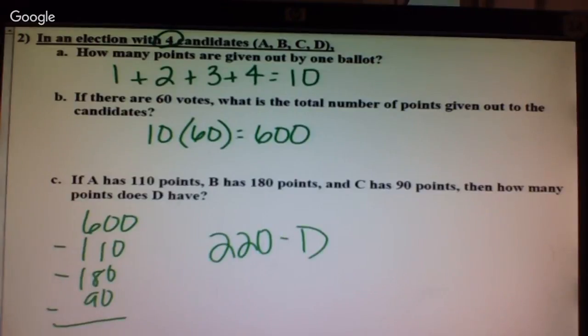If you know the total and then they give you everybody else but one, you can still figure out that score. So if I asked you this question, who's my winner then? D has the most points. A only had 110, B had 180, C has 90. So that would have made D our winner in this election. Question?